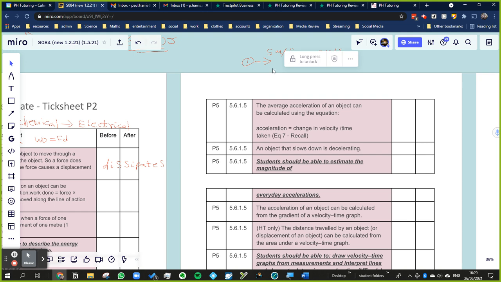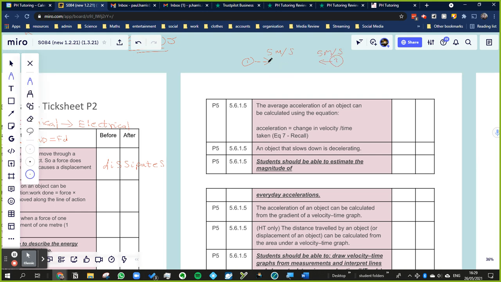If object 1 was getting faster, then the acceleration would be acting towards the right, and so the acceleration is positive, right?